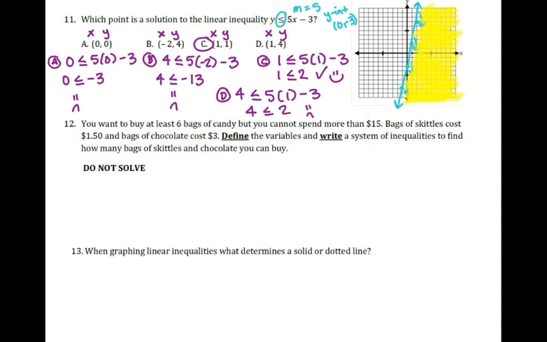From here, you can go ahead and check to see if these points for A, B, C, and D are in the shaded region, and the only one that is in the shaded region is that 1, 1.